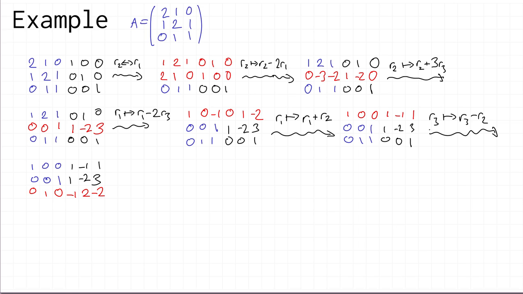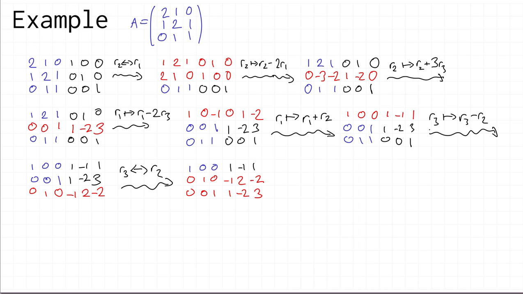So finally, I just need to get my rows into the right order. So we need to swap rows 2 and 3 and see where this takes us. So rows 2 and 3 get swapped, and we end up with 1, 0, 0, and then 1, minus 1, 1. Row 1 doesn't change. Rows 2 and 3 do change, and we get 0, 1, 0, 1, minus 1, 2, minus 2, and then 0, 0, 1, 1, minus 2, 3. And you can now see that we're done.